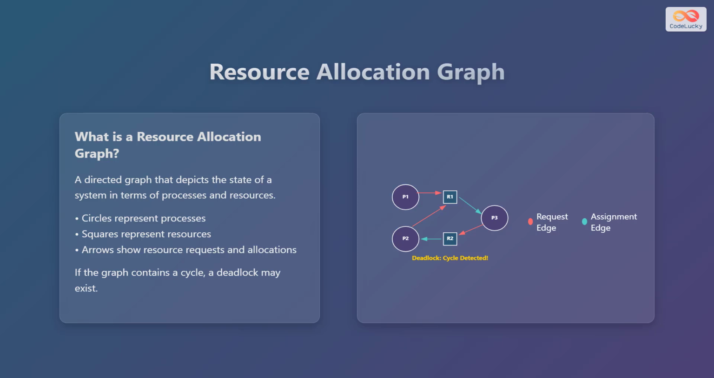The graph displays the request edge and the assignment edge. When a process requests a resource, the request edge comes into the picture. When a resource is assigned, the assignment edge comes into the picture.